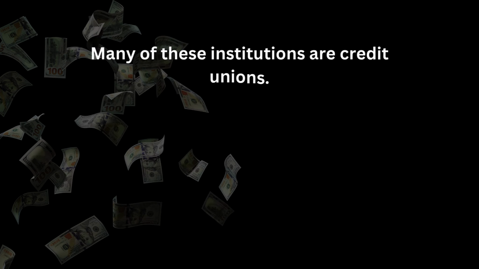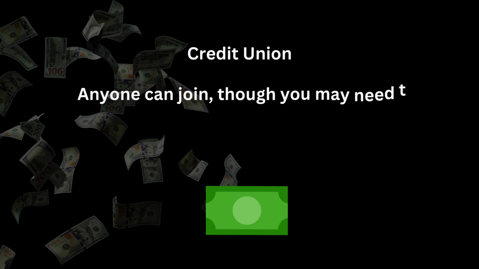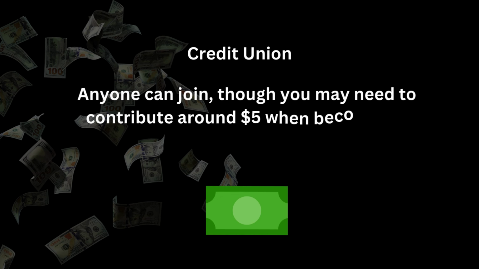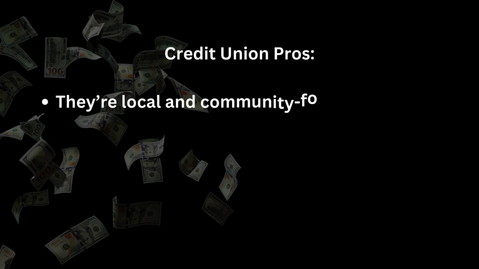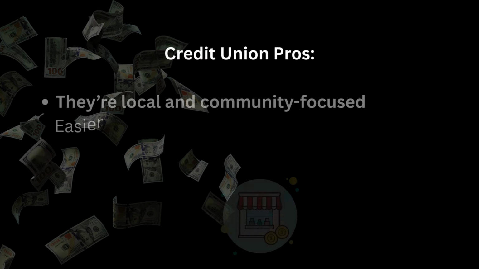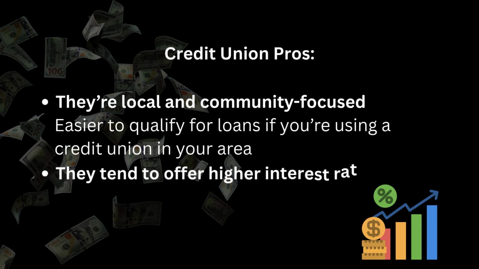Many of these institutions are credit unions. Anyone can join, though you may need to contribute around $5 when becoming a member. Whether this amount is refunded upon exit depends on the credit union's policy. Credit union pros and cons. Pros: they are local and community focused, easier to qualify for loans if you're using a credit union in your area. They tend to offer higher interest rates than banks.